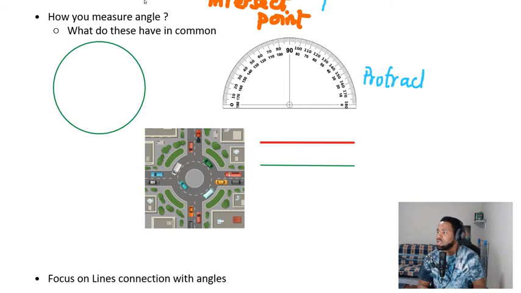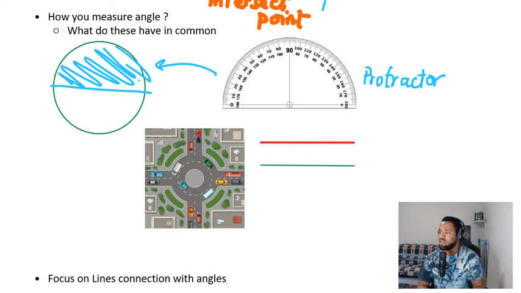A protractor is a device that is used to measure the angle that is made between two or more intersecting lines. And so this protractor, you notice that the shape is from a circle. In this case it is like half of a circle, which we call a semicircle.